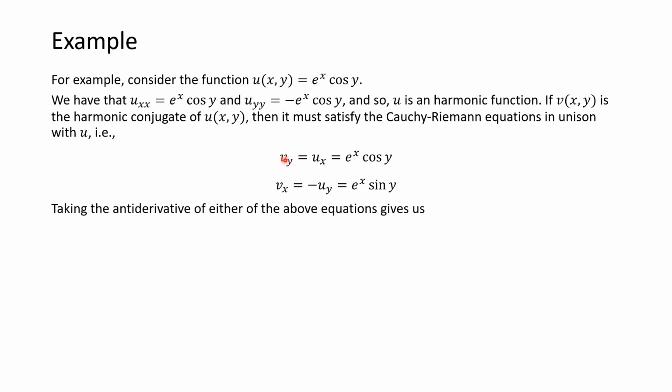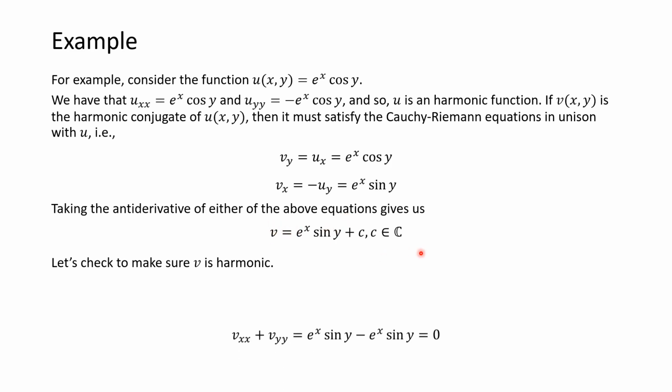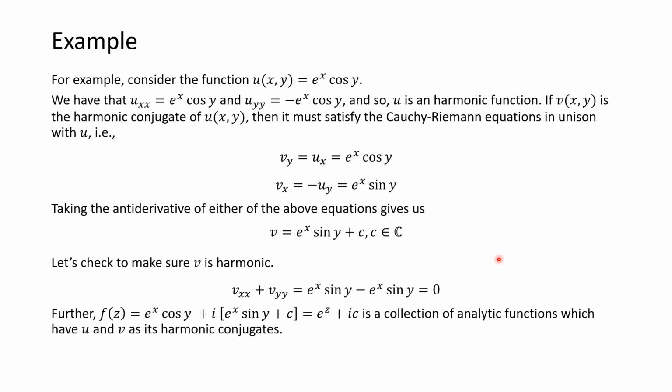We'll take the antiderivative of this equation with respect to y. We get v equals e to the x sine y plus a constant. We can double check that this is our v that we're looking for. We can double check that v is harmonic. So we take second partial derivatives of v with respect to x and y. We get this and this, and they add to 0, so that verifies that v is harmonic.